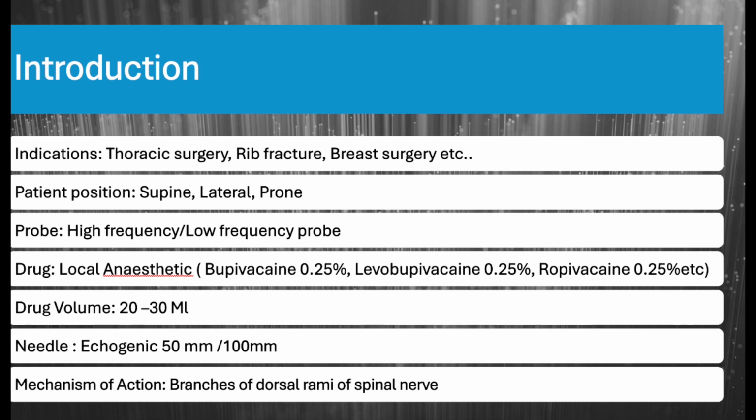If we are going to perform the ESP block on bilateral sides, then we have to calculate the maximum drug dose. For the needle, as per patient physique, you can use either 50 mm or 100 mm. The mechanism of action is still not clear, but a few studies have shown that it blocks the dorsal rami of spinal nerves.